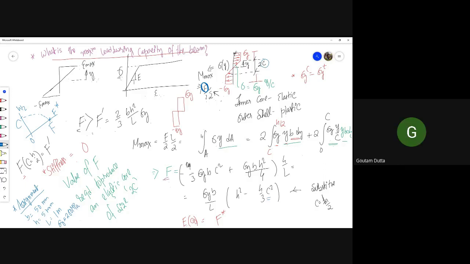Okay, sir. Okay, acha. Now, in the semester, you might get a question that asks you to find the F value at which you are getting C equals H by 4. So can you tell me what is the F value for that?